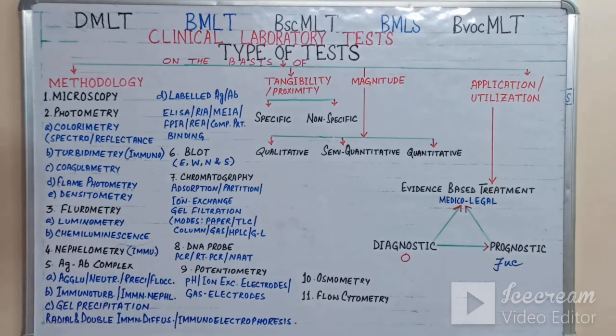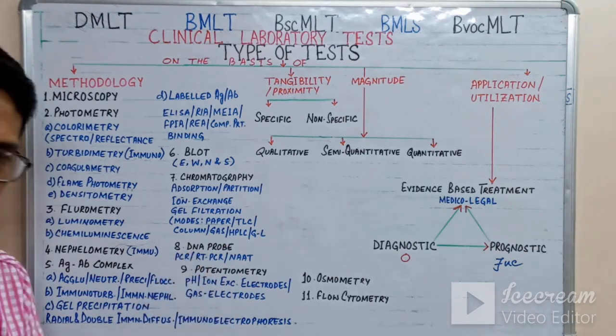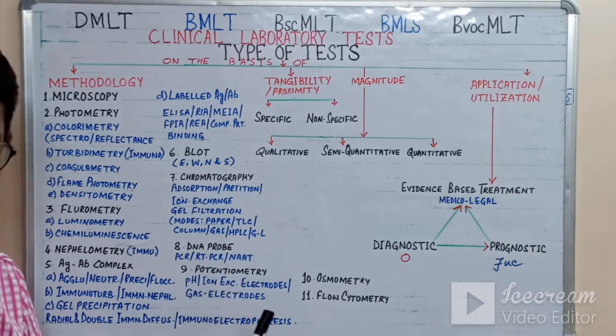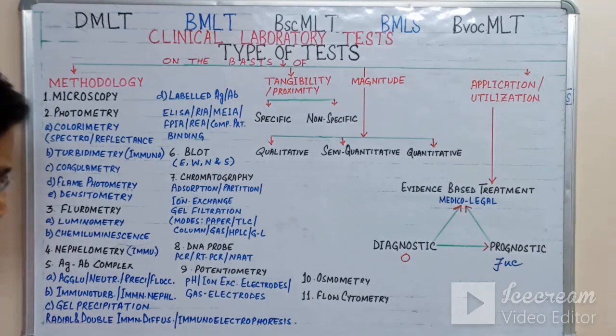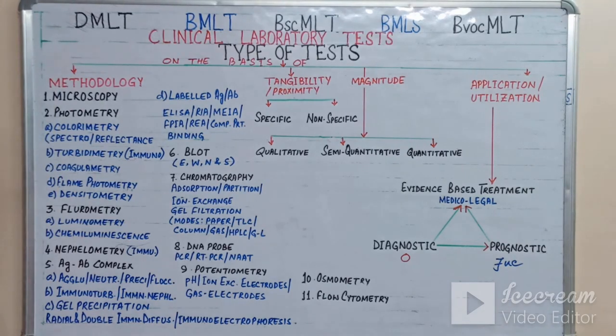Now number 8 is the DNA probe. The DNA probe is the PCR, the polymerase chain reaction, and all of you must have heard in this coronavirus time about RT-PCR, reverse transcriptase polymerase chain reaction, and NAT technology. The corona test is also done by this technique, the nucleic acid amplification tests.